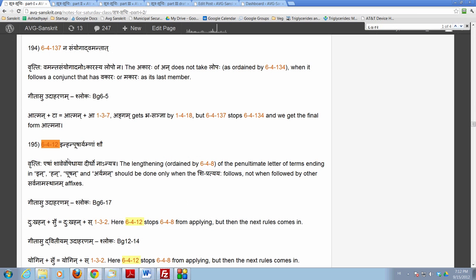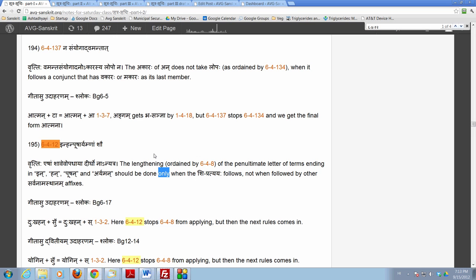6412 says In Han Pusharyam Nam Shau. So Esham Shau Eva Upadhayaha Dirgha Na Anyatra. So lengthening ordained by Sarvanamasthane Chasam Buddhau, the penultimate letter of the terms ending in In, which is what we have right now. We have the Pratipadikam Grahin. Han, Pushan and Aryaman should be done only. Important thing is only when the Shi Pratyaya follows and not when followed by any other Sarvanamasthana Pratyaya.